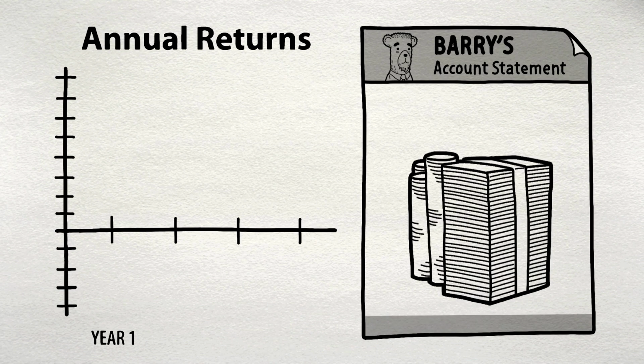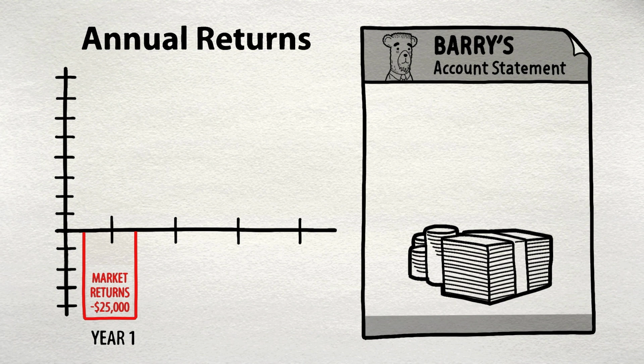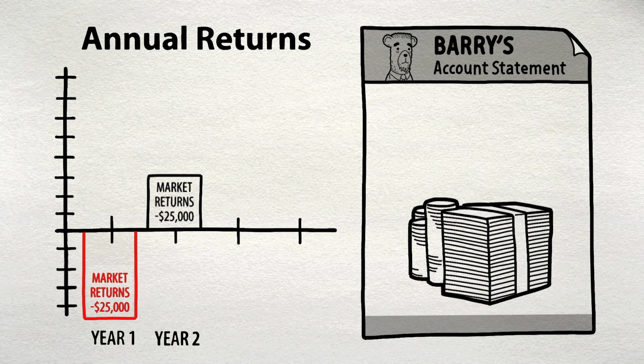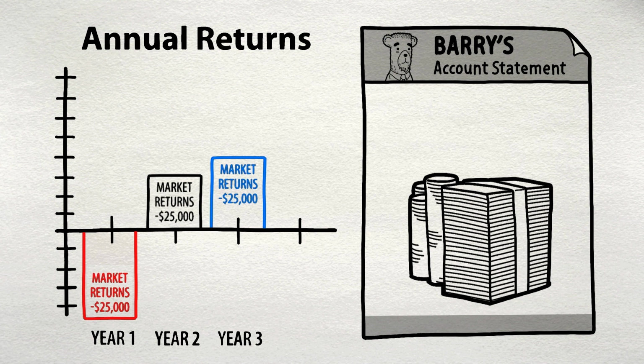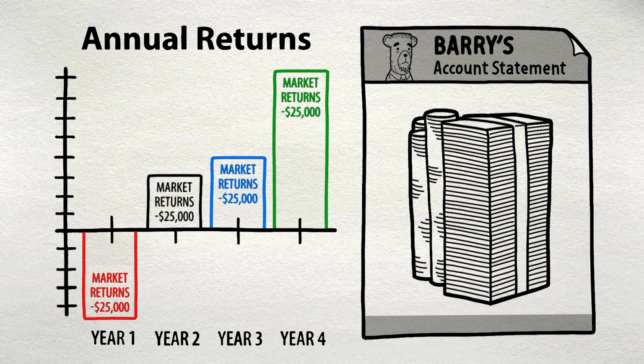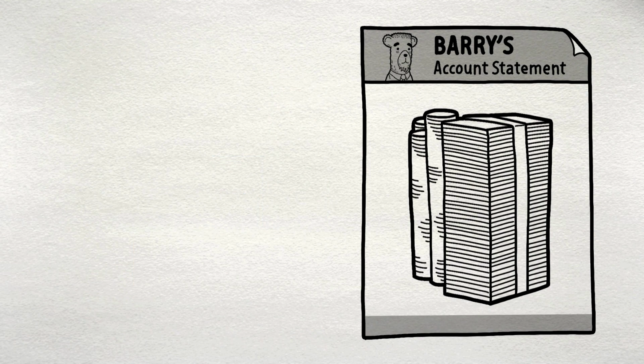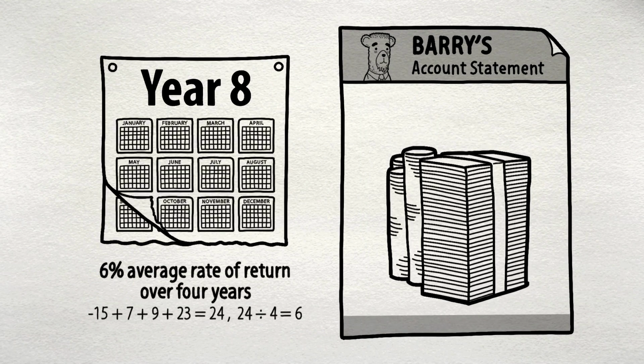Year 1 was tough with a 15% loss. This was followed by year 2, looking much better with a gain of 7%. Then there was year 3 with a 9% gain. And finally, year 4 was a fantastic 23% gain or rate of return. And this sequence of returns continued throughout Barry's retirement.